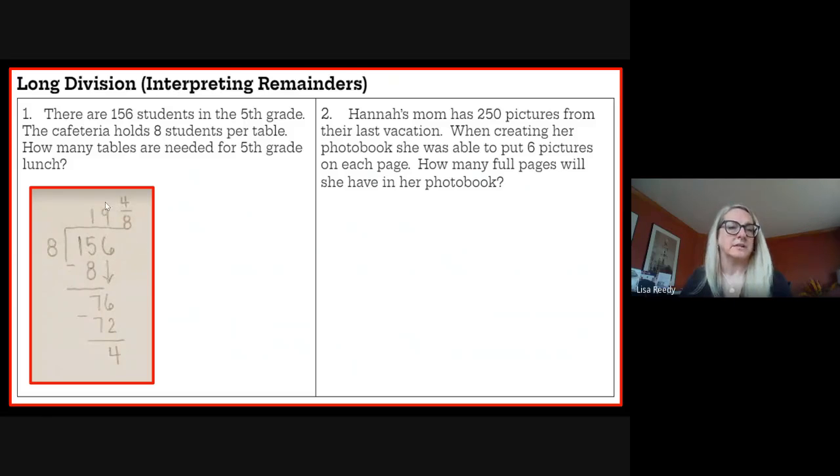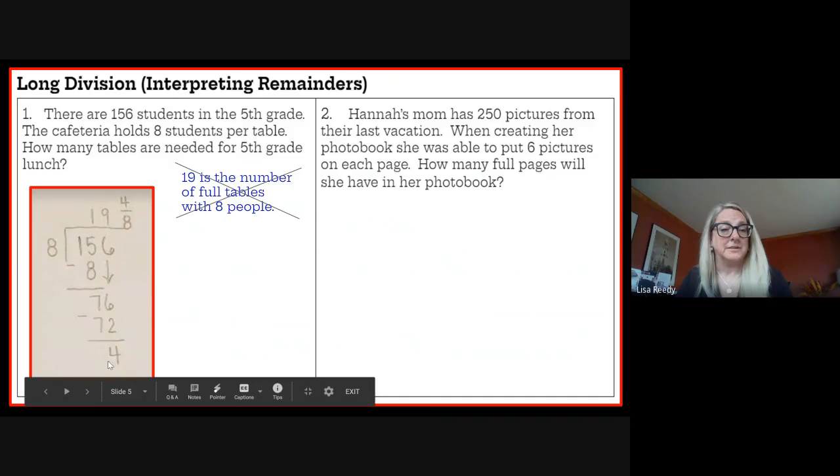So let's talk about each of these answers. First of all, what is the 19? Well, when you look at this division problem, the 19 is the number of full tables with 8 people. And when I go back and look at the question, how many tables are needed for 5th grade? Is it asking how many full tables there are? It's not. So that answer is not the one I'm looking for.